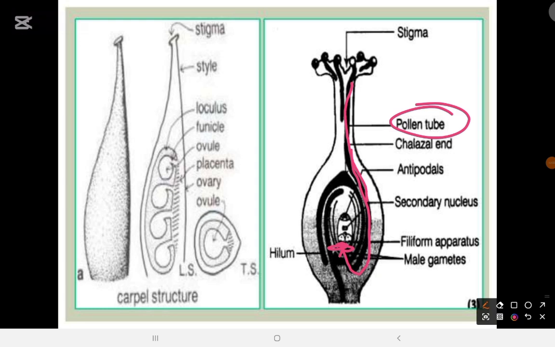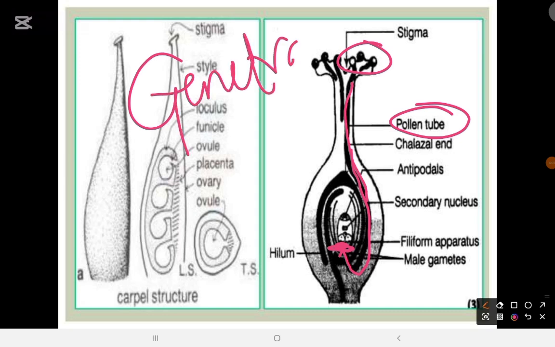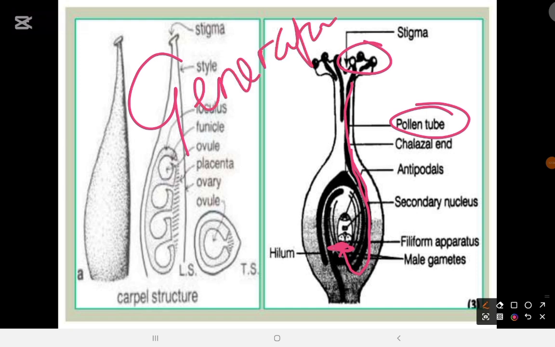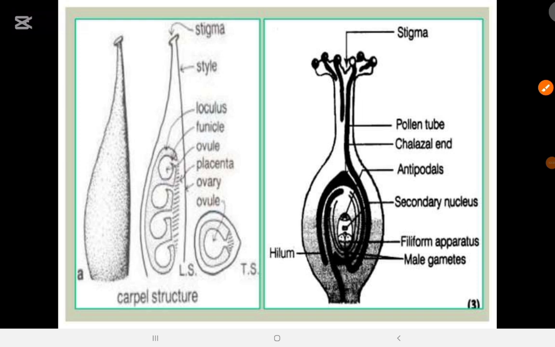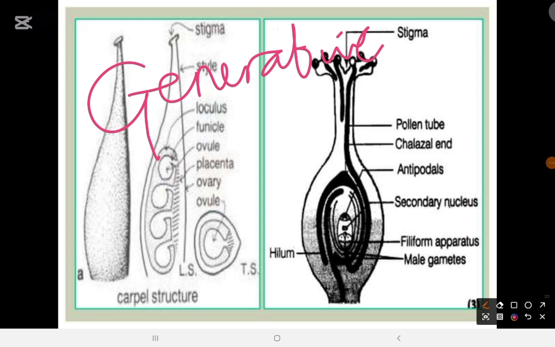We're going to see that in the later slides. It's going to enter through the micropyle, and then there are two nuclei in the two cells in the pollen grain. We have one that is called the generative nucleus, and we have the tube nucleus.